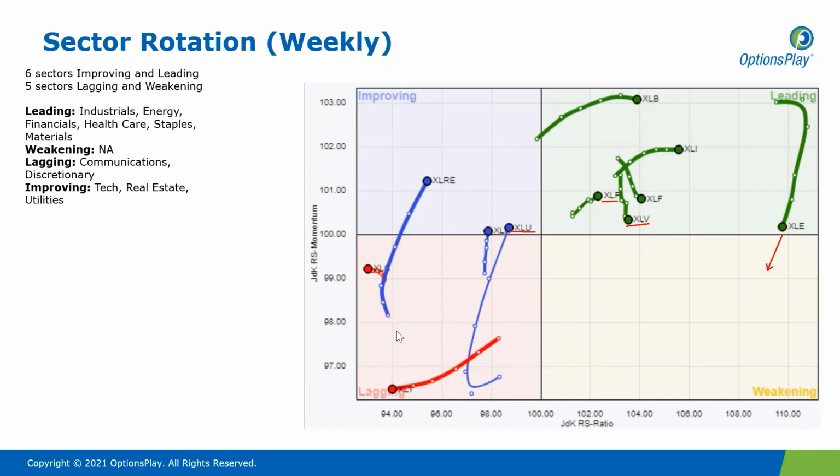We have in the lagging category communications, which pretty much stayed there for almost the whole year, rotating between lagging and maybe slightly improving. But we have discretionary, and this could be a potential medium to longer term bearish play.